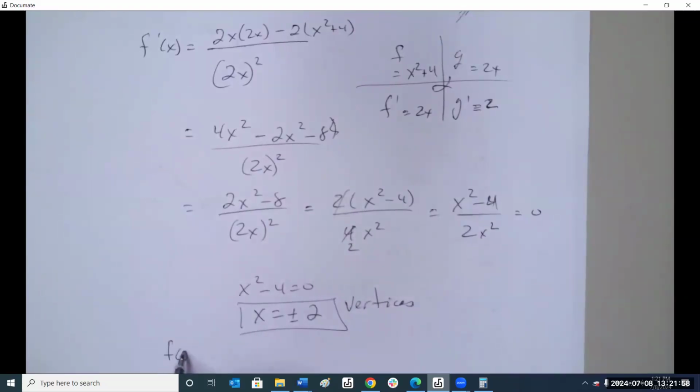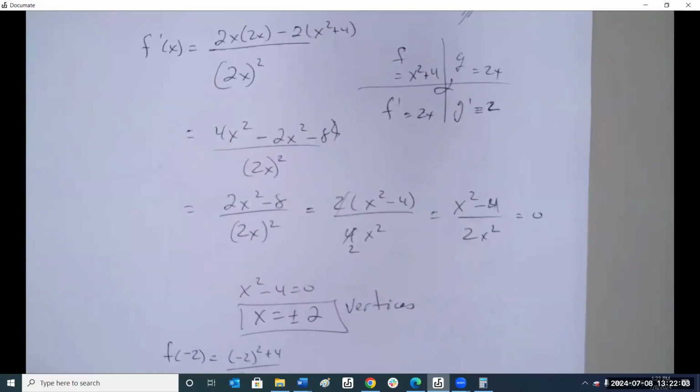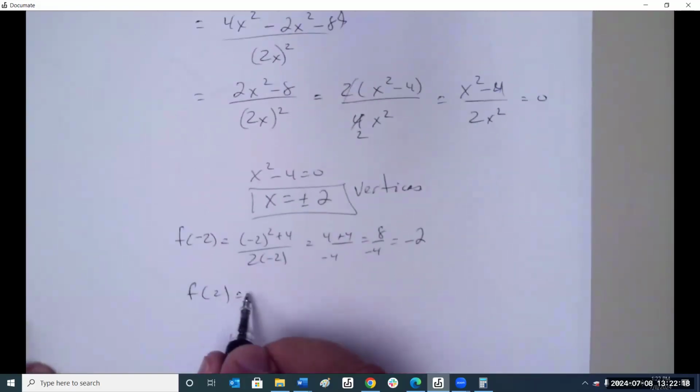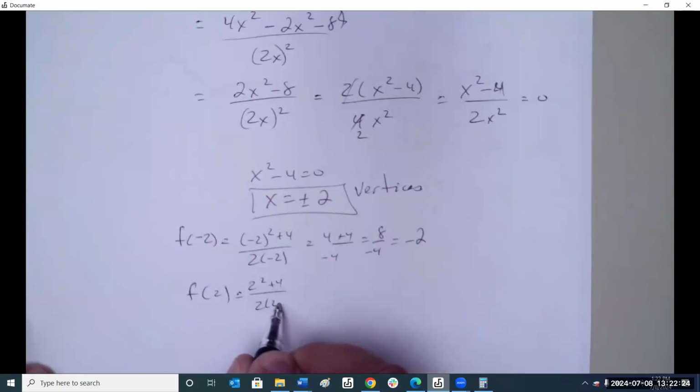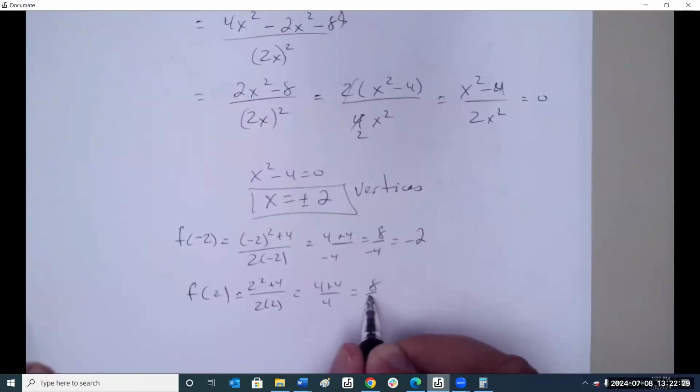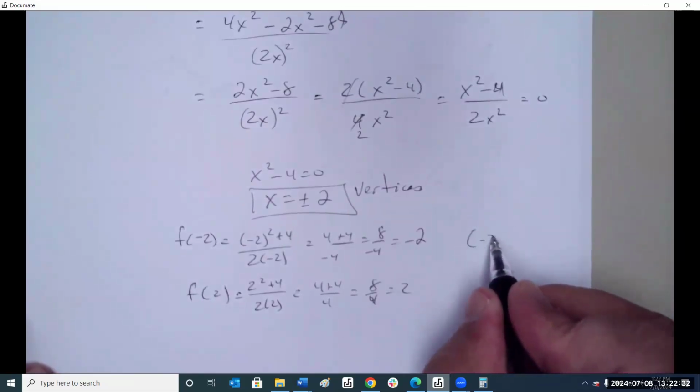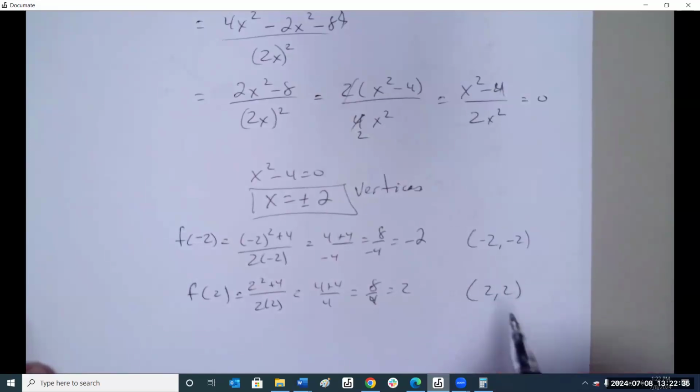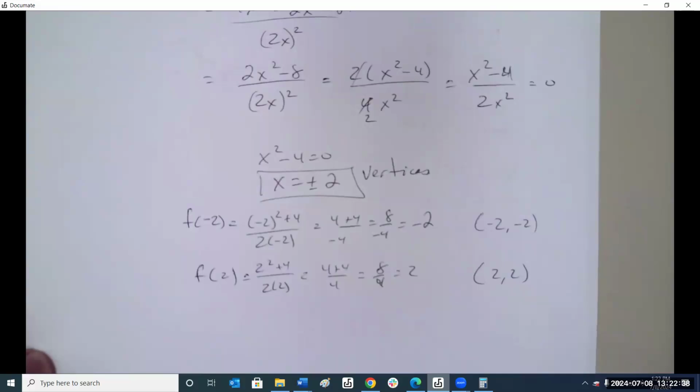So when x equals -2, we got -2 squared plus 4, over 2 times -2, so it's 4 plus 4 over -4, equals -2. f of 2 is 2 squared plus 4 over 2 times 2, 4 plus 4 over 4. So we have -2, -2, and 2, 2. The vertices.